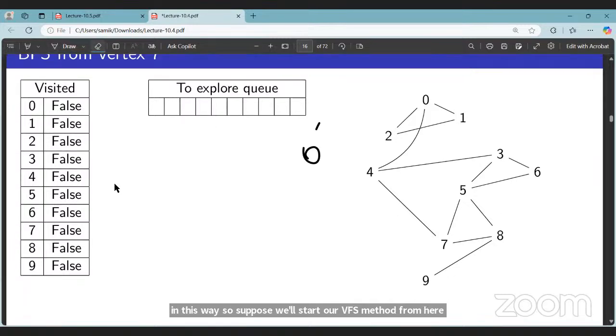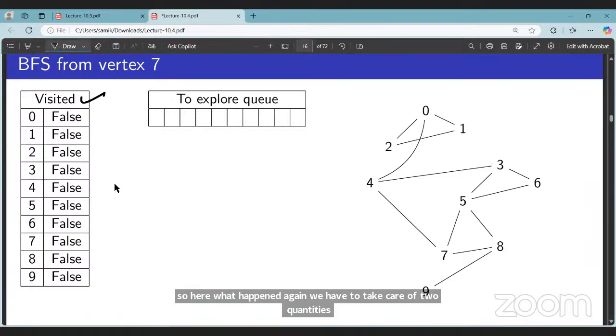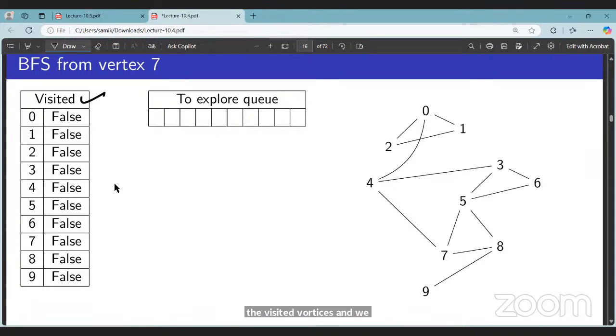Here again we have to take care of two quantities: the visited vertices, and we will use a queue Q to manage our unexplored visited vertices. That means all those vertices which we already visited but haven't explored. Explored means we haven't gone through the neighbors of those vertices. We'll write down those vertices in a queue format. So what is a queue? A queue is one way of arranging a sequence. If you have some numbers and you want to arrange them in a sequence, there are two ways.